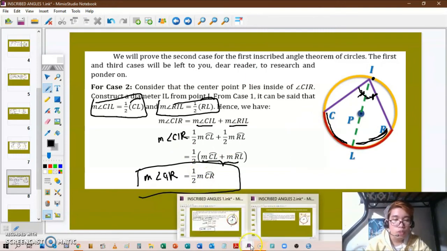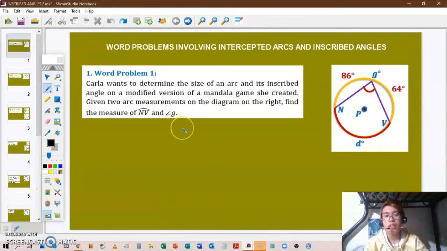Let's try to solve some problems involving this. We have word problem 1. Carla wants to determine the size of an arc and its inscribed angle on a modified version of a mandala game that she created. Given two arc measurements on the diagram on the right, find the measurement of arc NV and angle G. We have here 86 degrees.